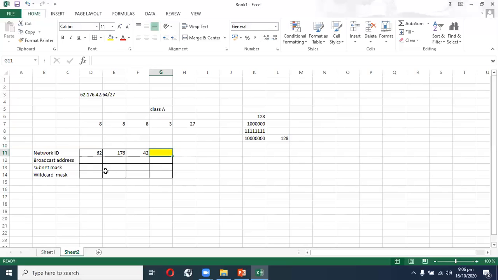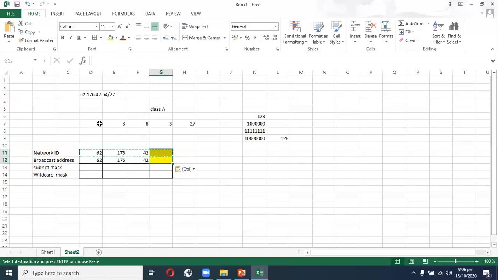The next is the broadcast address. The broadcast address will be the same as the network ID, so these two will be the same. Only the last digit will be different for both of them.